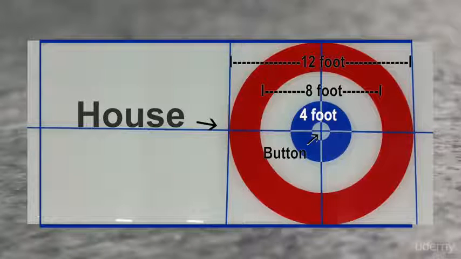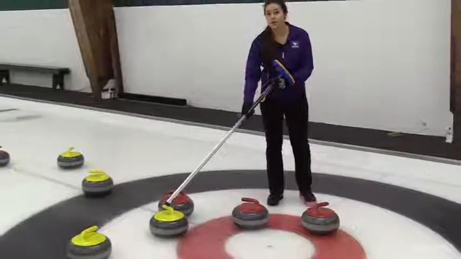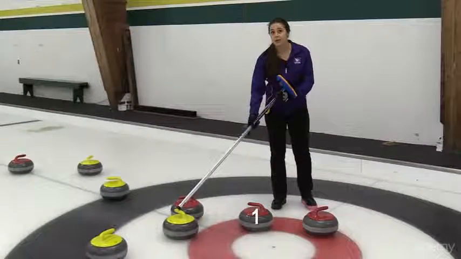To score points, you need to be the closest rock color to the pin, which is the center of the button. So if you have 1 rock that's beating your opponents, then you score 1. However, you can also have multiple rocks closer to the button than the opponent, so you would score multiple points.